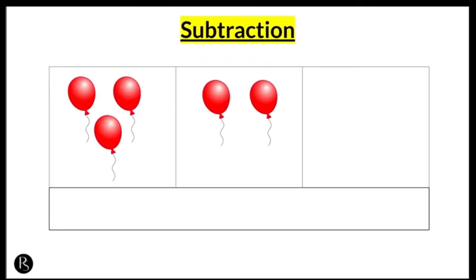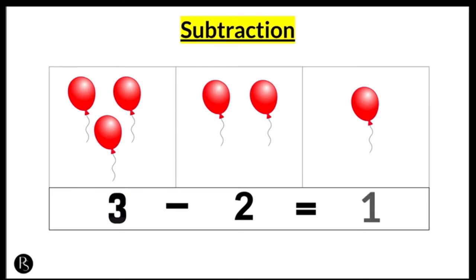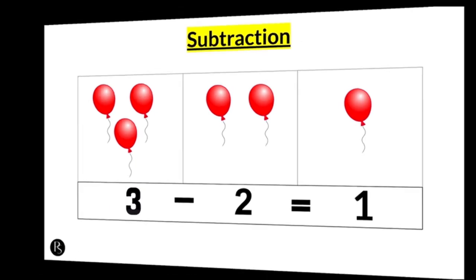Now let's do some question. Here you can see 3 balloons are given in first block. Now if you burst 2 balloons, then we are left with 3 minus 2 is equals to 1. So 1 is our answer.